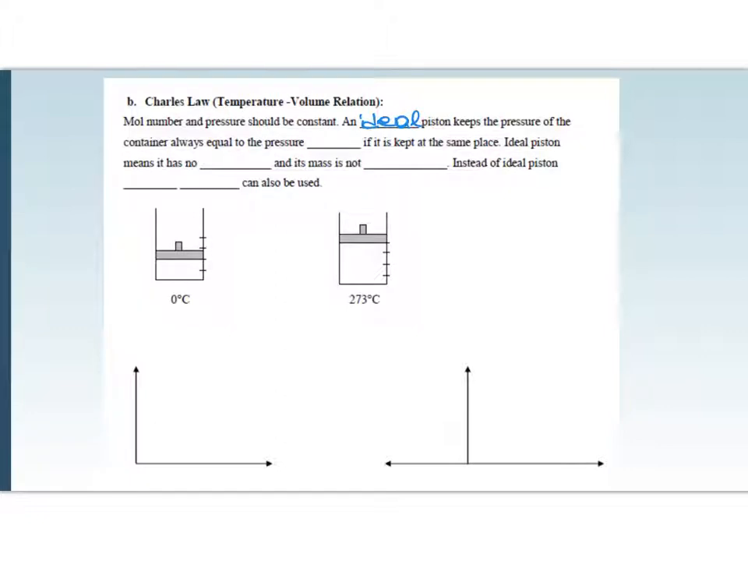Ideal piston means it keeps the pressure of the container always equal to the pressure outside. Of course, this holds if it's kept at the same place, always at sea level, or always at the peak of a mountain, but it should be at the same place. Ideal piston means it has no friction, and its mass is not considered, meaning not important. So instead of an ideal piston, in some of the questions, you're going to see that an elastic balloon is used.